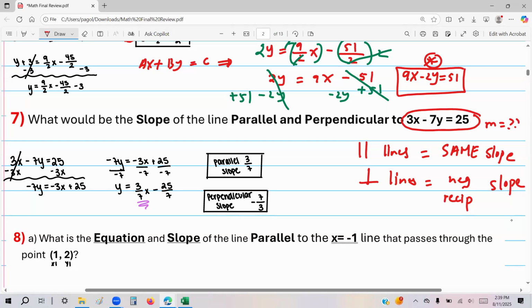A parallel line will have the same slope. For a perpendicular line, we have the opposite sign and the reciprocal fraction. So this is positive 3/7. A perpendicular line will have negative 7/3. And parallel stays the same.